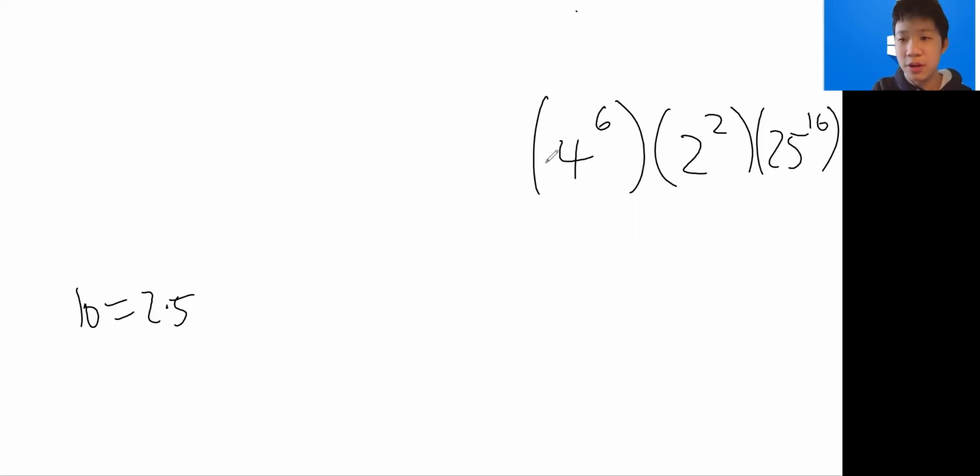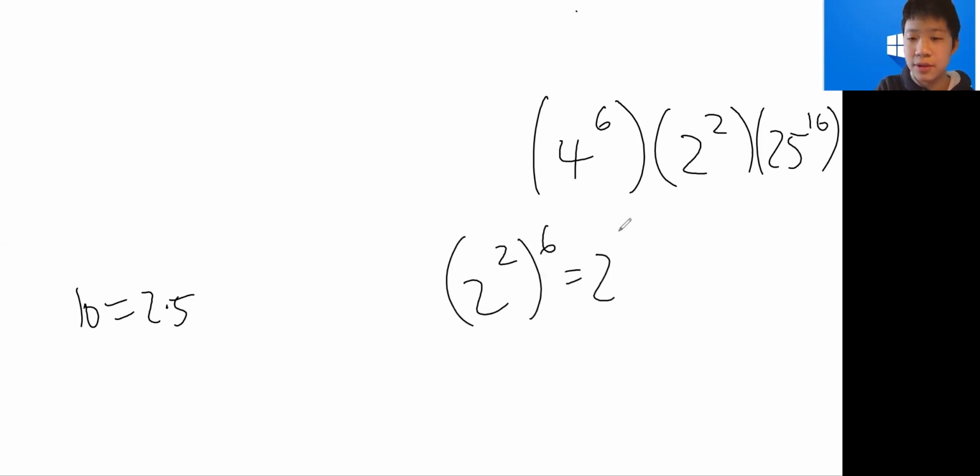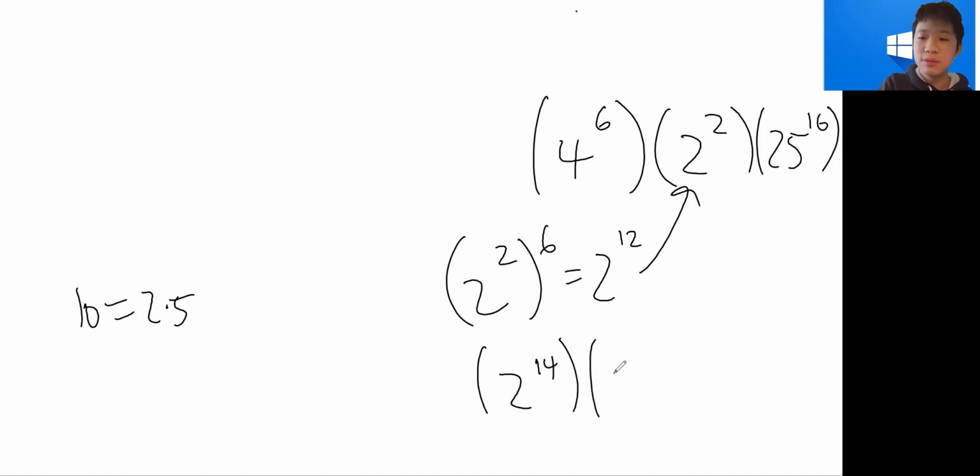Why didn't we get rid of 4? Well, we can notice that 4 is just 2 squared. 2 squared to the 6th is 2 to the 12. If we combine this with 2 squared, we get 2 to the 14. So the number we're finally looking at here is 2 to the 14 times 25 to the 16.